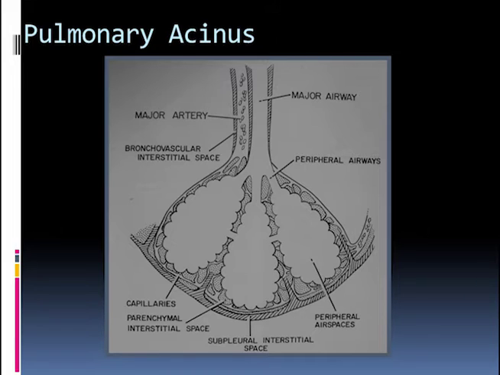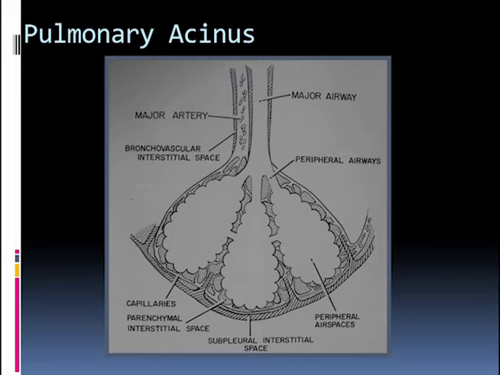And this is a fine network of interstitial tissue that holds the things together, that holds the blood vessels next to the air sacs and allows that oxygen exchange to happen. When we have diseases in the parenchymal interstitial space, it interferes with our ability to exchange oxygen across that membrane.